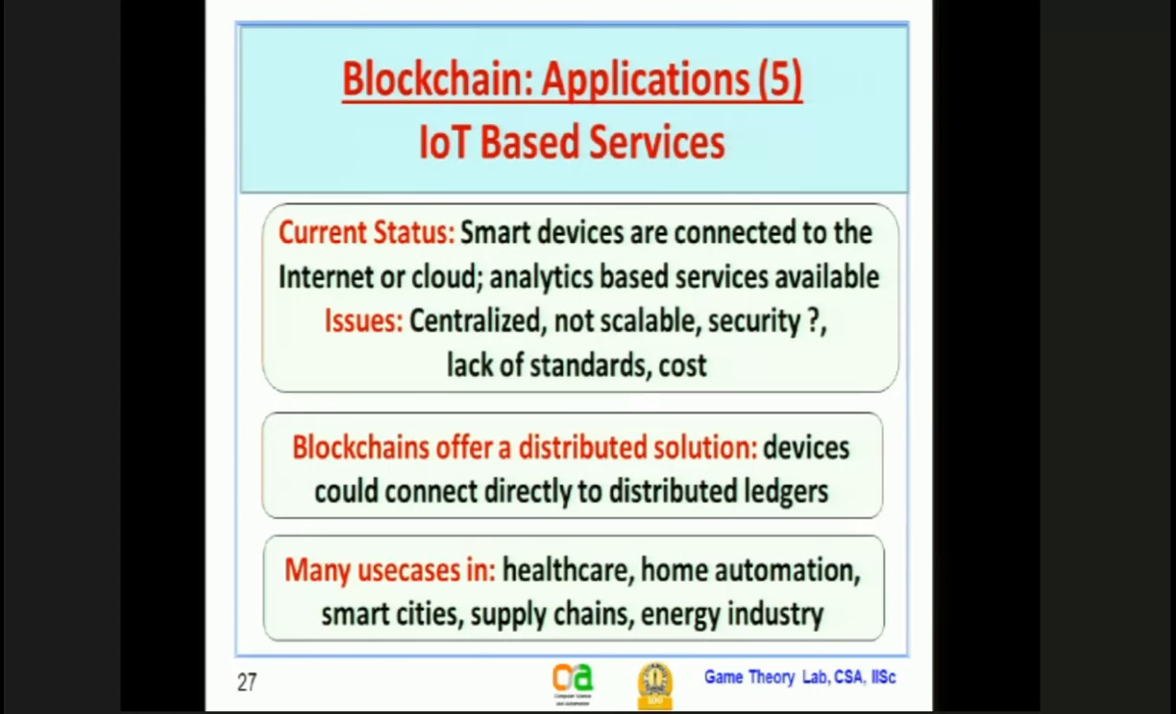So how do blockchains make a difference here? Blockchains will offer a distributed solution. Devices could connect directly to distributed ledgers. This digital ledger is available at each and every node, so it becomes a naturally decentralized problem. Scalability is ensured, and security is also ensured because you can build in cryptographic protocols which will ensure security and privacy requirements. So this is one area where blockchains are being proposed.